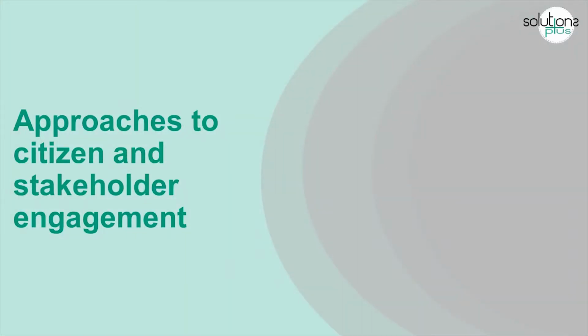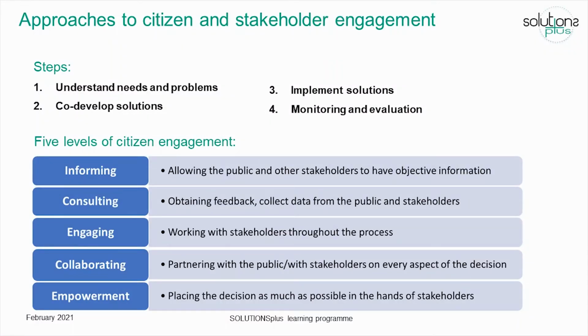Going on to approaches to citizen and stakeholder engagement, there are 4 main steps. First, understanding the needs and problems, then co-developing solutions together with the citizens, then implementing these solutions, and finally, continually monitoring and evaluating them. These 4 steps are carried out on 5 levels, as you can see here on the bottom of the page.